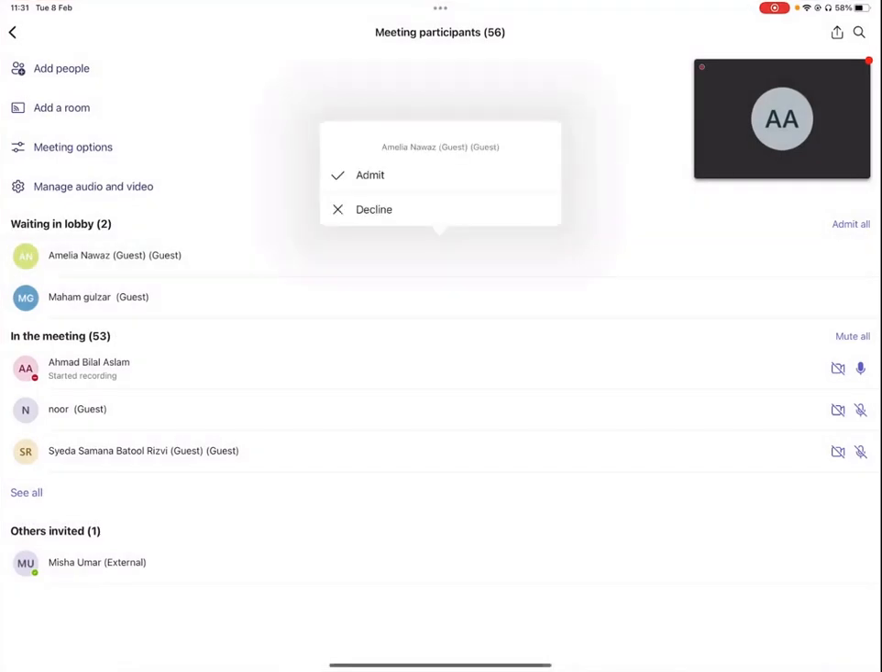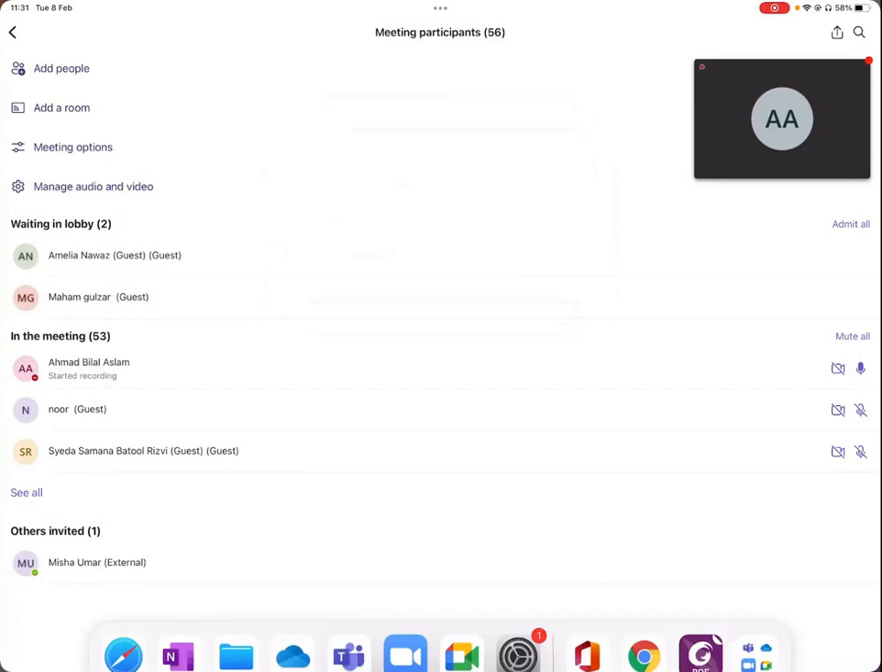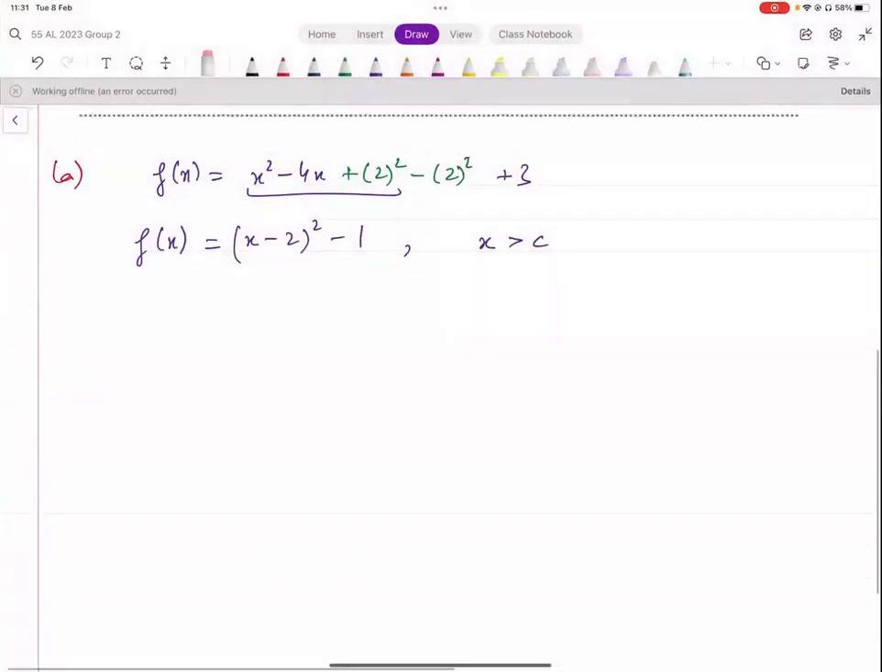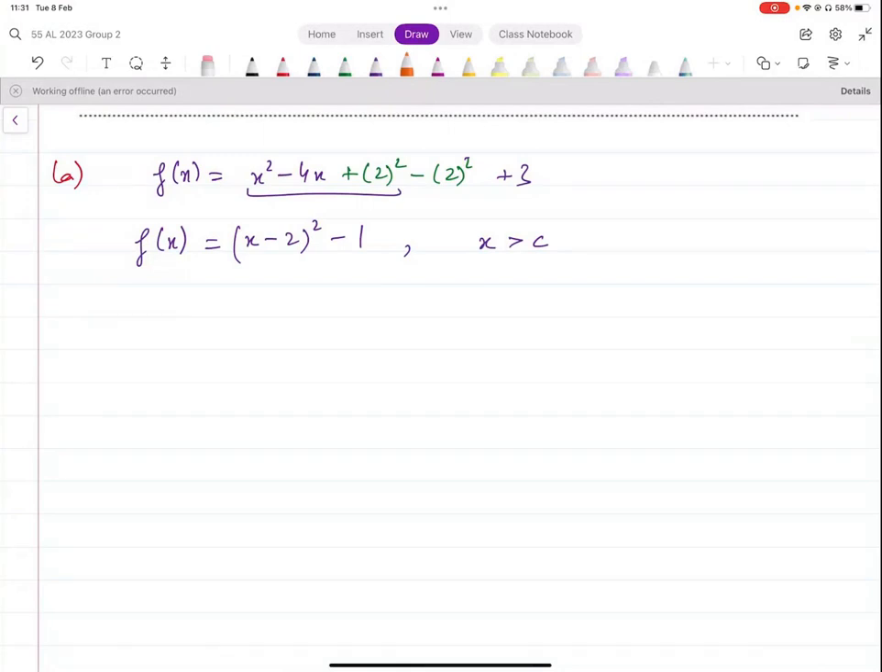Any idea, anyone? 2. It should be 2. Yes. So how do we think about it? It's a quadratic function, right? So part B, we know it's a quadratic function and it has a shape like this. We know the turning point for this already. The turning point is 2 and minus 1. That's the turning point.